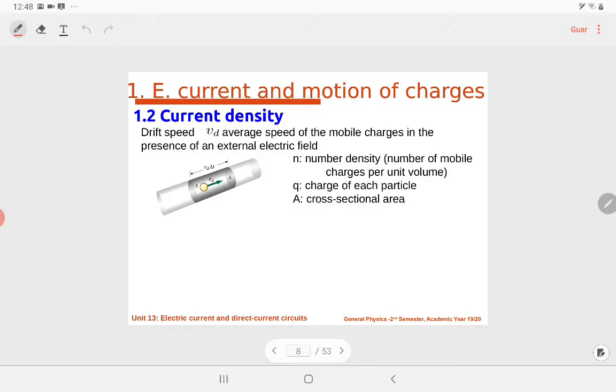This is the small mobile charges. So in this wire we have a number of mobile charges per unit of volume, which we call the number density, and we denote by N. We're going to simplify the picture. We're going to think that we only have one type of mobile charges, and all of them have the same charge, which is Q. So each mobile charge has a charge of Q, and we're going to call A the cross-sectional area that they are crossing.